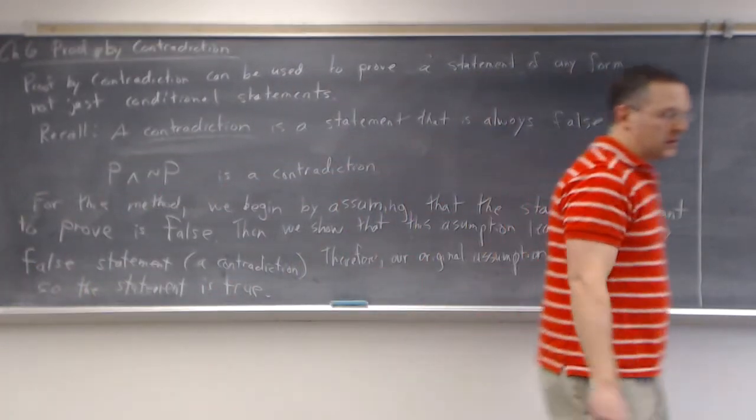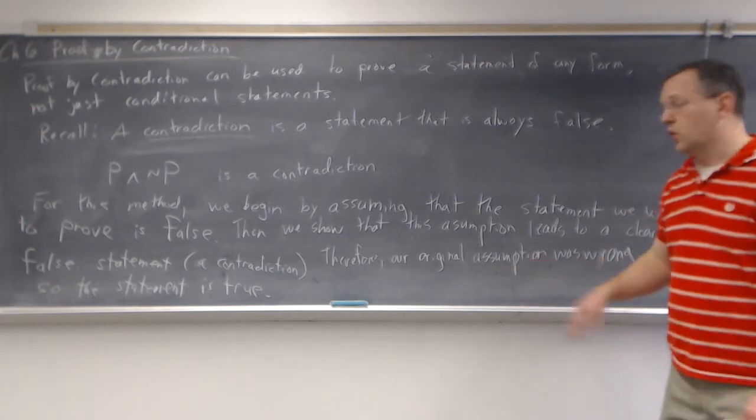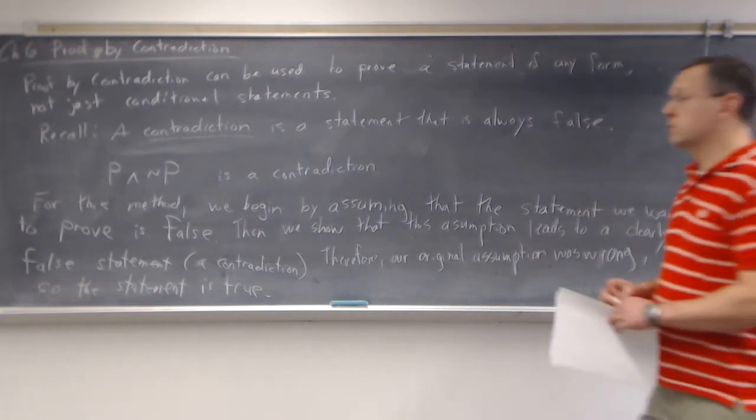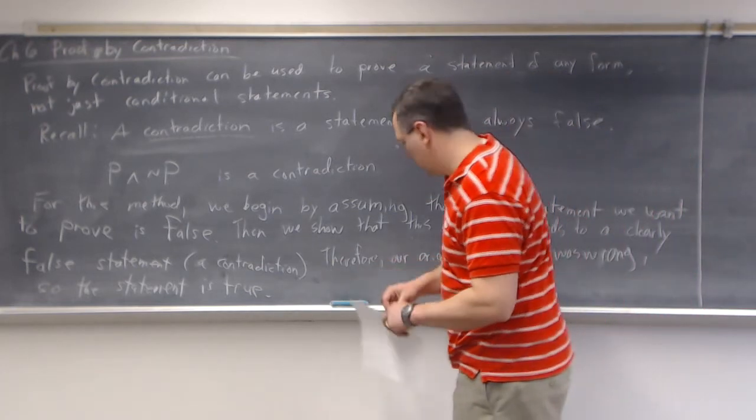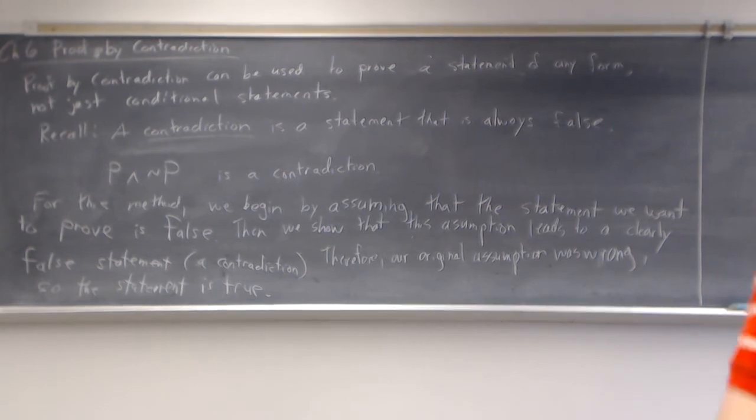Okay. So that's to summarize the technique of proof by contradiction. Start by assuming your statement is false. Show that this leads to a contradiction. Therefore, your original assumption was wrong, and therefore the statement is true. Okay, so we're going to do some examples. Any questions so far?